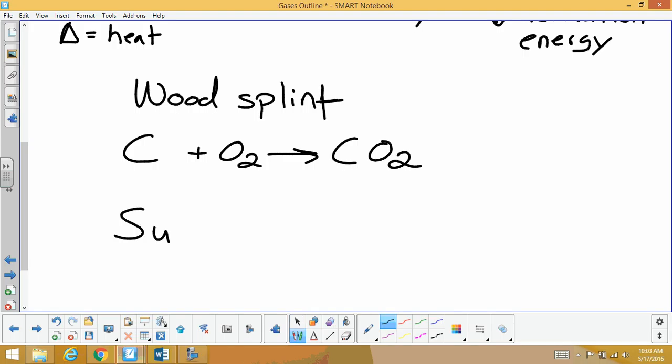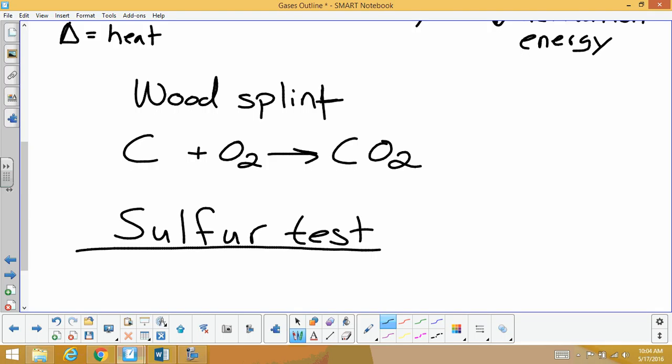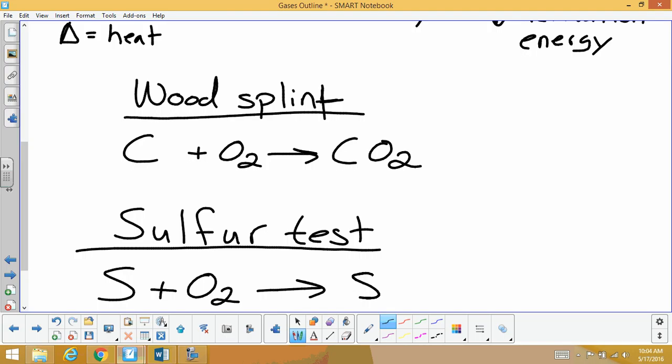Then we have the sulfur test. Now, once again, we're going to add just sulfur, that's all it is, plus oxygen, and we get this, not a shocker, just like the wood splint test, up here, we're going to end up with SO2, sulfur dioxide.